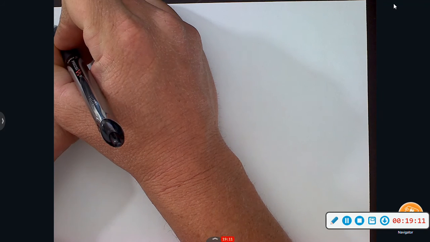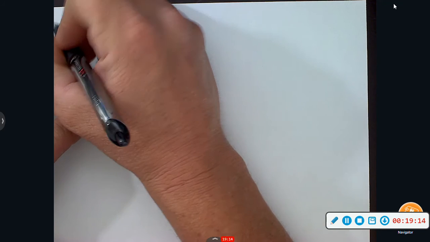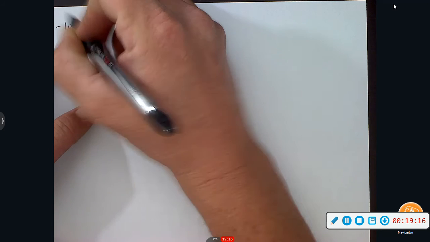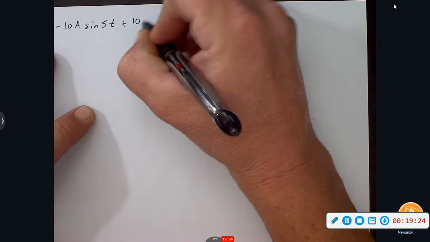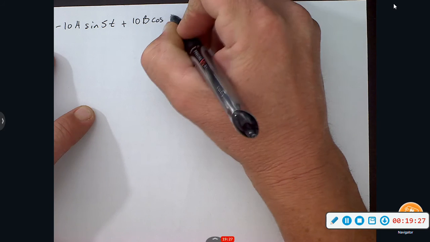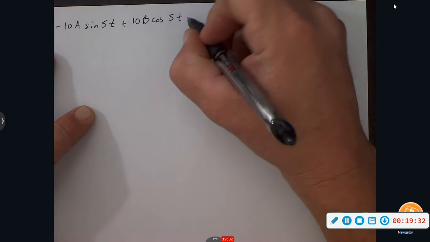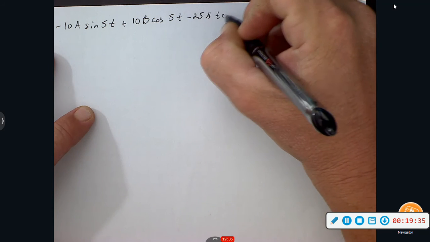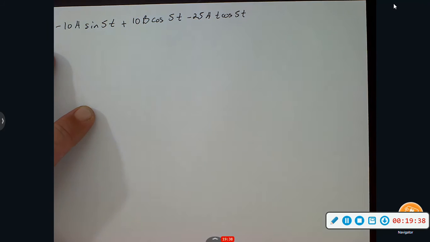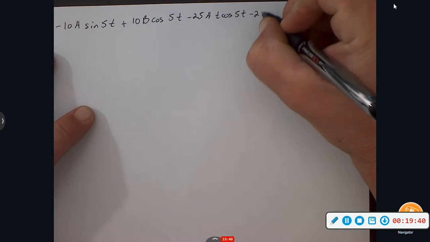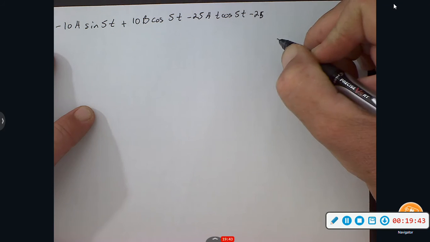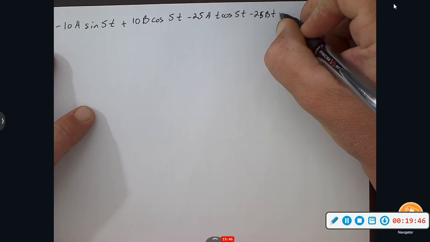Okay, x double prime, if you looked at x double prime, we can combine those 5a's to make negative 10a sine 5t, combine like terms. Same thing happens with the 5b cosine 5t. We can make that plus 10b cosine 5t. Then we have a minus 25at cosine 5t. Then we have a minus 25bt sine 5t.